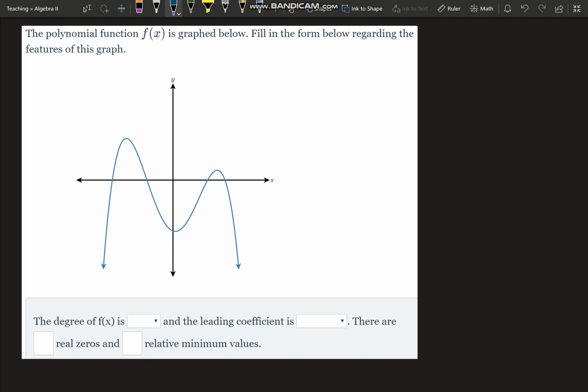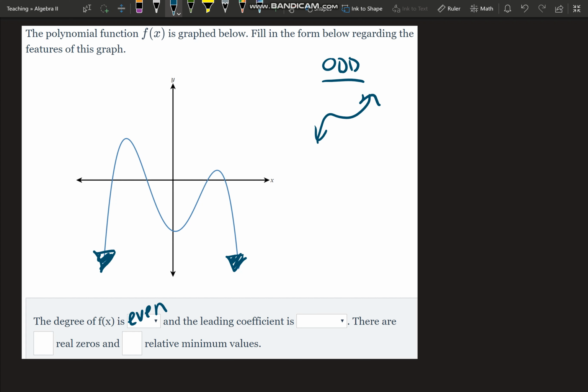So the first thing it's asking about is the degree. Remember, degree, it's either trying to ask, is it even or is it odd? If the ends of the graph are going in the same direction, either both sides going up or going down, which in this case, both sides are going down, that means the degree is even. Remember, if it were odd, they would go in opposite directions. If it's even, they'll go in the same direction.